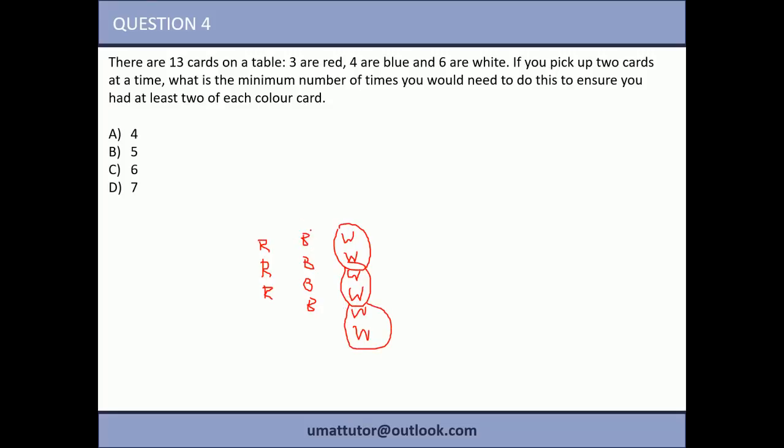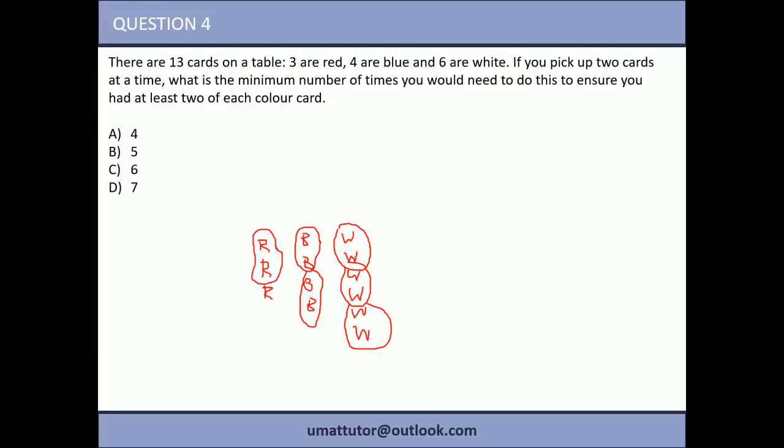Then we can go to the blue column and we'll pick up a blue pair there and a second blue pair. So again, at this point we've picked up 5 pairs and all we have are the 6 white cards and the 4 blue, but no red. So we still haven't satisfied our condition of 2 of each color. You can see at this point, whatever we do next, there's only 3 reds left. So the next pair we pick up will both be red. And at that point, you can see we'll have 2 of each color.